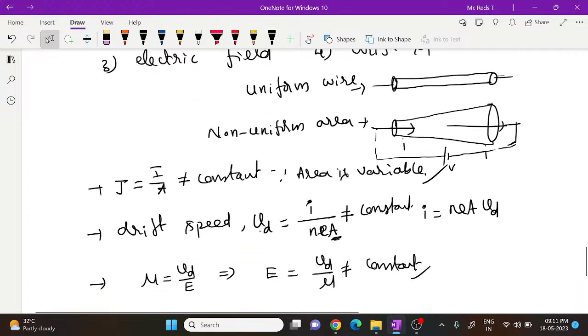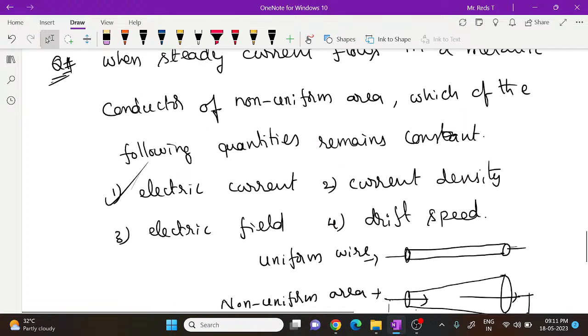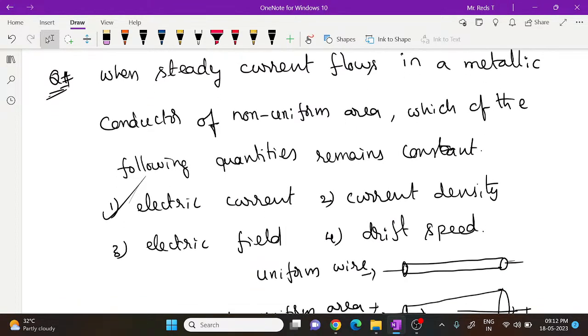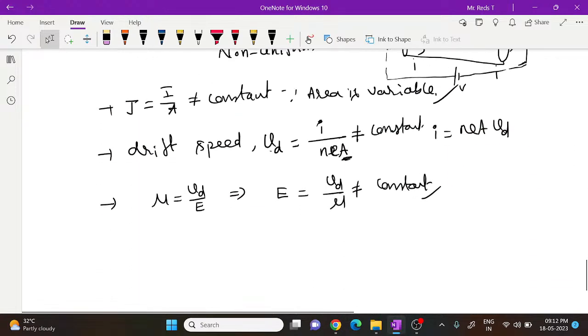You may ask, without knowing the electric current is constant, how can you say drift velocity varies? Because drift velocity is I by NEA, and A is variable, so we can conclude VD is variable, and as VD is variable, E also will be variable. This is how we have to conceptually observe and answer this kind of question. Even this simple conceptual question needs a proper idea, then only can you answer confidently.